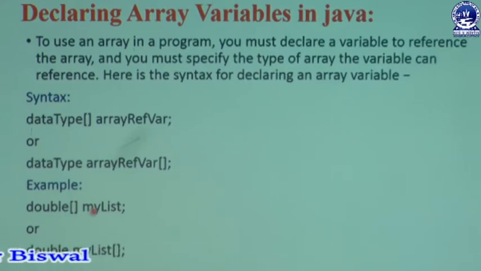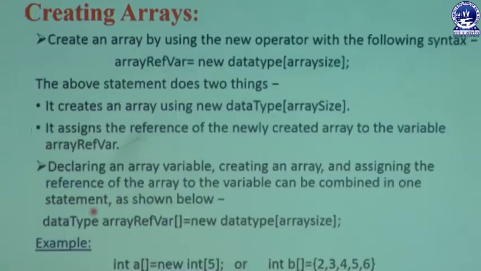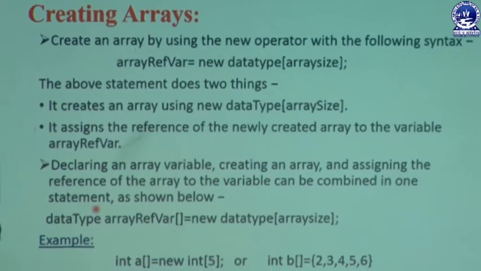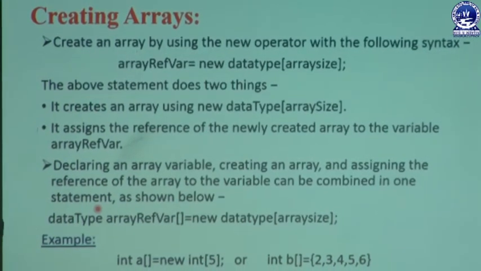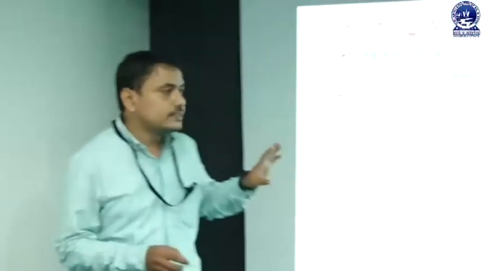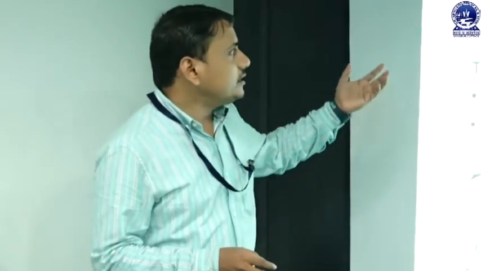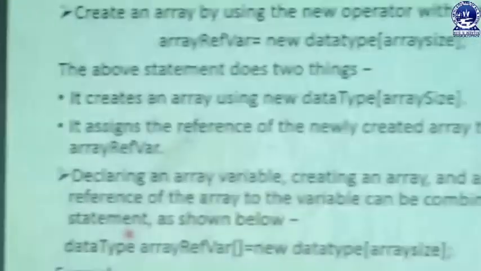Similarly, whenever we declare an array variable, we need to create an array. Actually, in creating an array, we allocate the memory location to a specific array type element. In that case, how do we create that array element? In this slide we can learn.